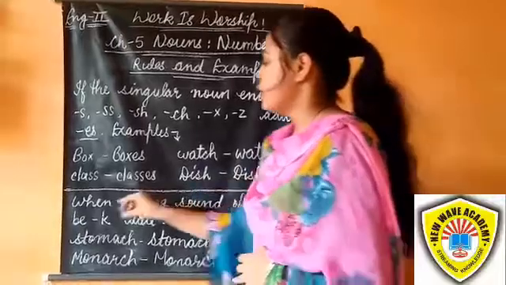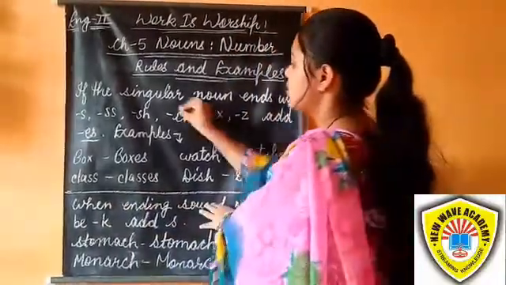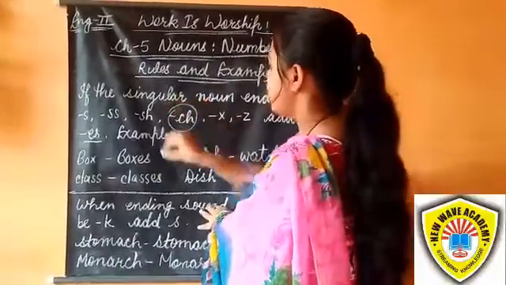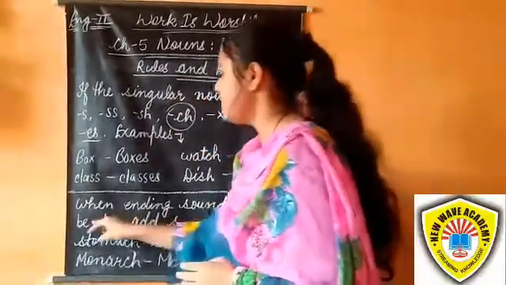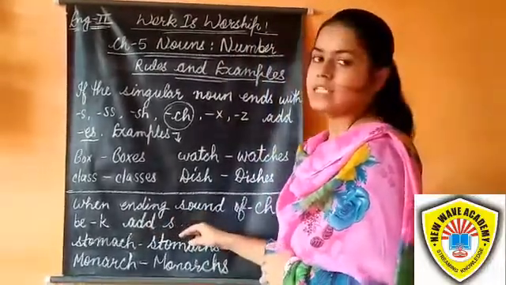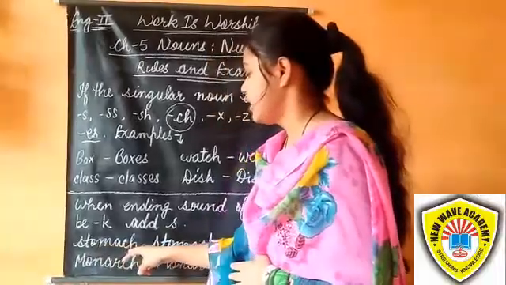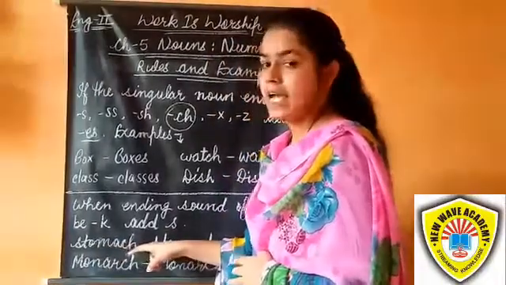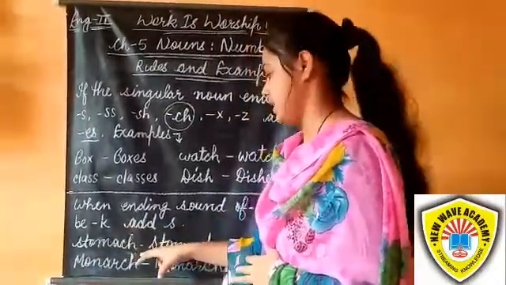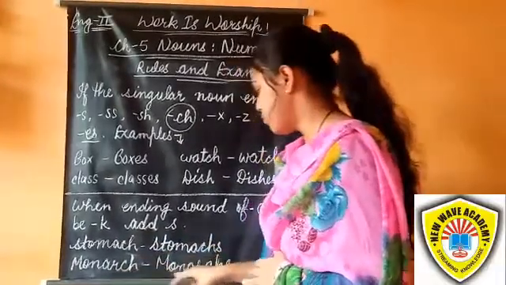Dishes. When the ending sound of ch is k, then we will add only s to make the plural. For example, stomach. The ending sound of the ch is k, stomach. We add s, stomachs. Monarch, monarchs.